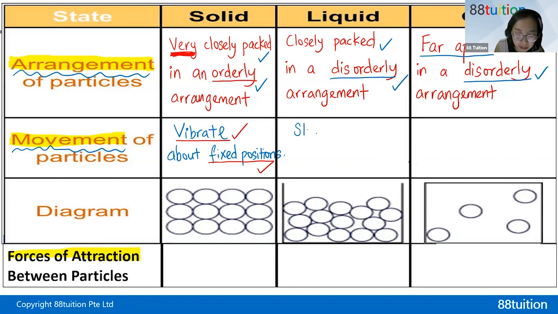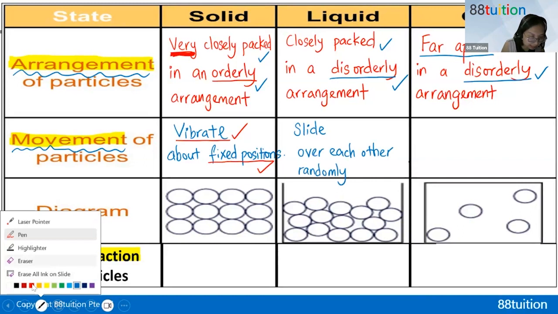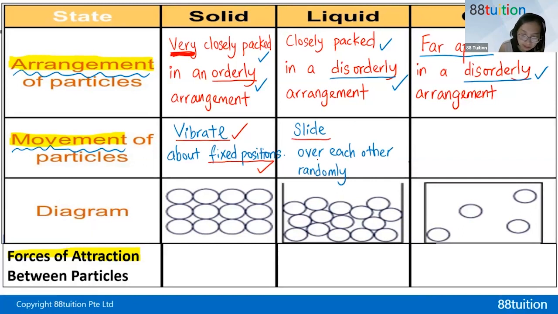So instead of vibrate, which is for solid, they slide. They slide past each other or they slide over each other. It doesn't matter. And they don't slide in a fixed pattern, they slide randomly. So if you want to be fussy, you can say slide randomly. So that is for movement of particles in a liquid. Slide is the first part, then over each other and then randomly can be the second point.